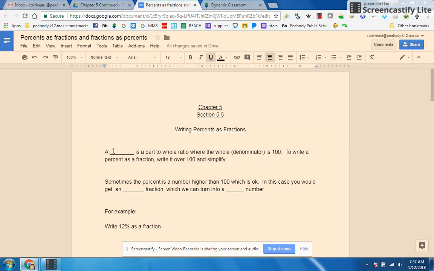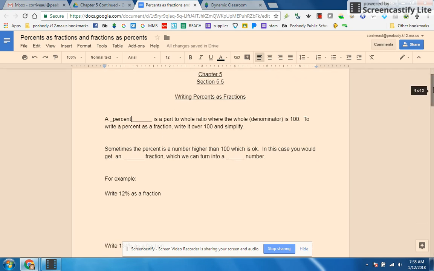So let's do the notes together. A percent is a part to whole ratio. If you remember, part to whole is where you're comparing something to a total. In this case, the total is 100. So a percent is a part to whole ratio where the whole, or the denominator, is 100. To write a percent as a fraction, all you do is write it over 100 and simplify.